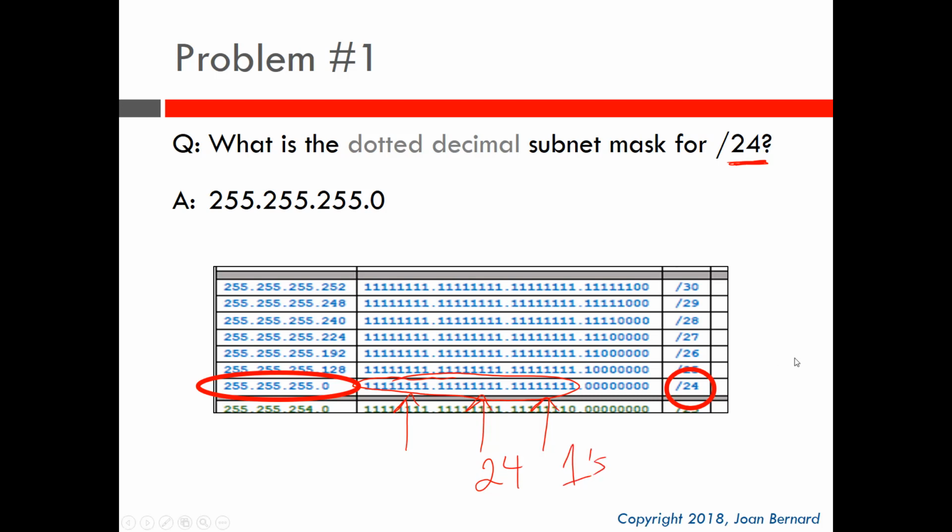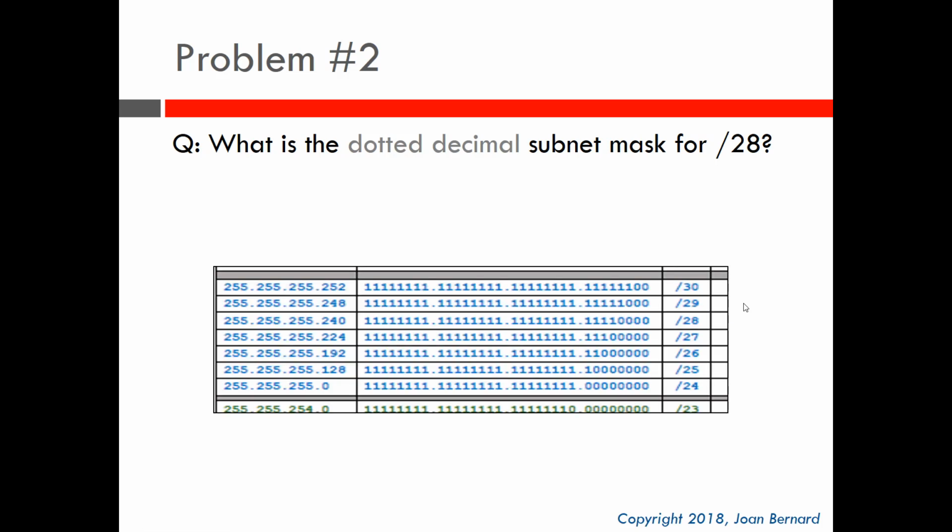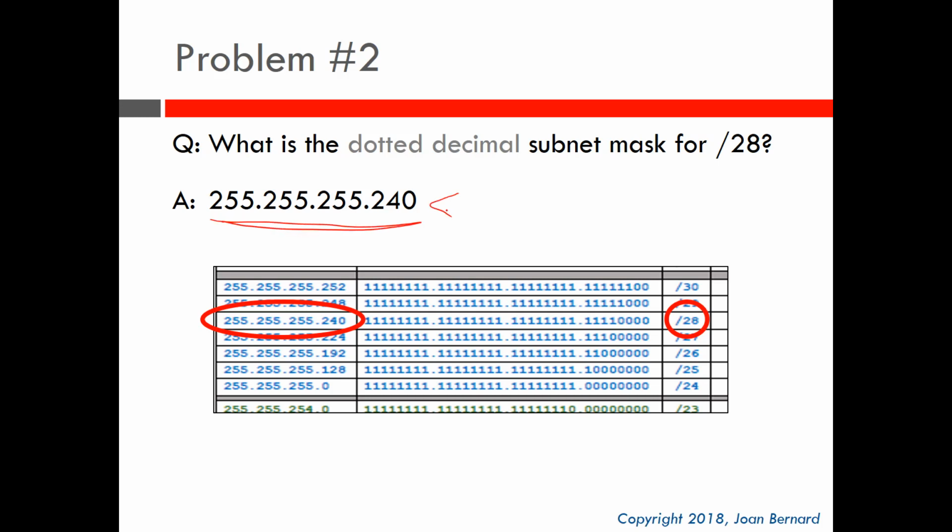Okay, let's move on. Problem 2. What is the dotted decimal subnet mask for a /28? Once again, grab your cheat sheet, locate the /28 CIDR notation, and then look to the left and find the dotted decimal subnet mask. The answer is 255.255.255.240. Remember that the dotted decimal is equivalent to the CIDR notation /28. Just two different ways of writing the same thing.